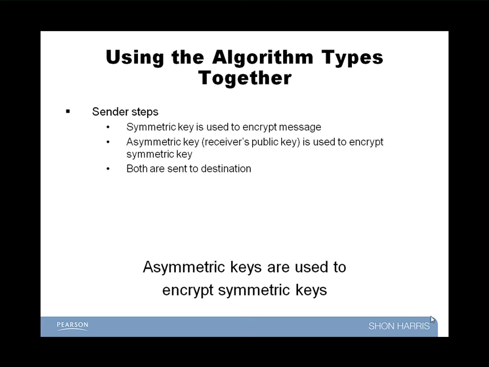Asymmetric algorithms can only encrypt a small amount of data. So the symmetric key is used to actually encrypt the message. The message itself is going to have a lot of data. We can't use asymmetric algorithms on a whole message because it will take too long. So what does the asymmetric key then encrypt? It encrypts a small amount of data. It encrypts an actual key.